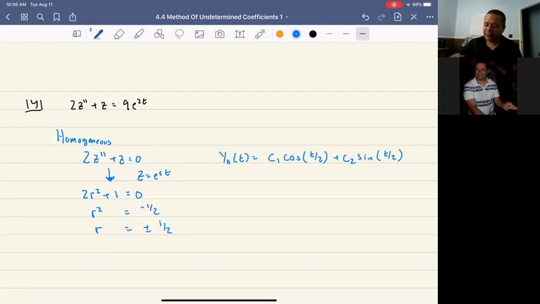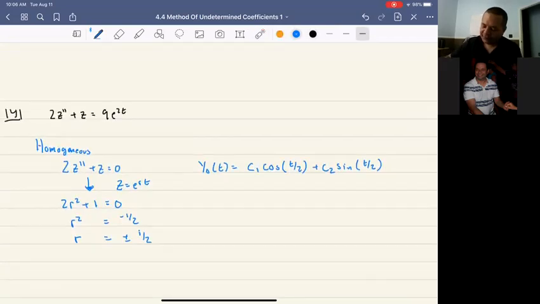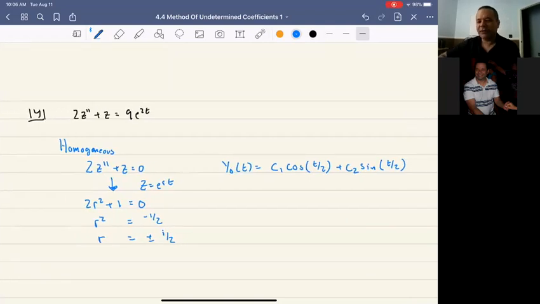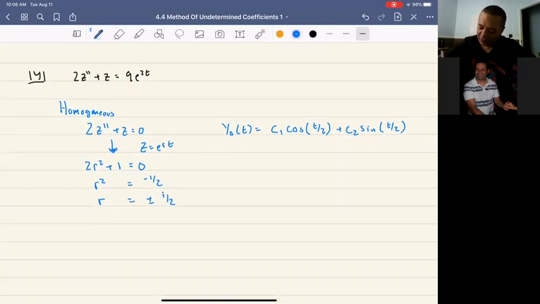Now, this one's particularly simple. I did not mean that pun, but it came out and I love it. And we're going to take our yp to be basically a multiple of the forcing function. Okay, that's what we call this. This is the forcing function.